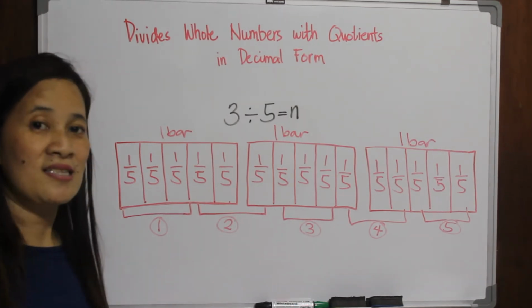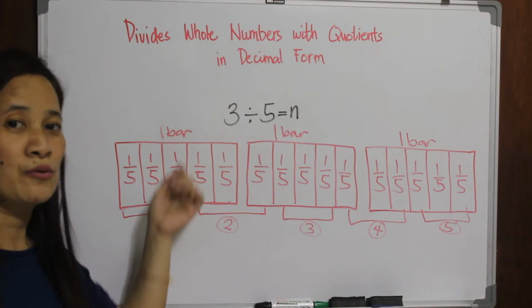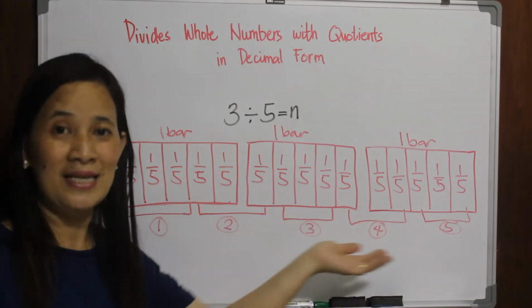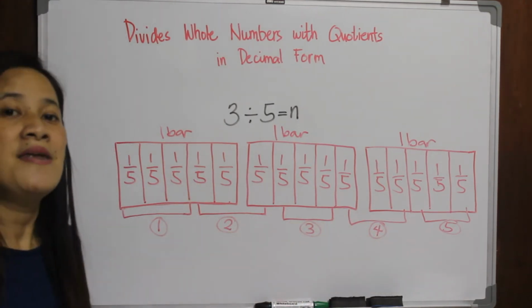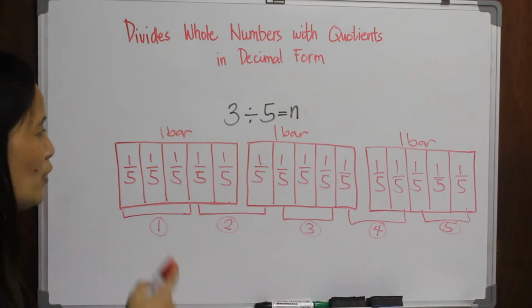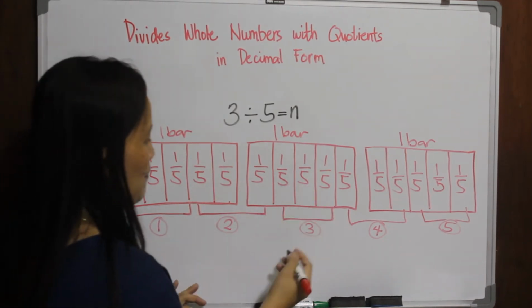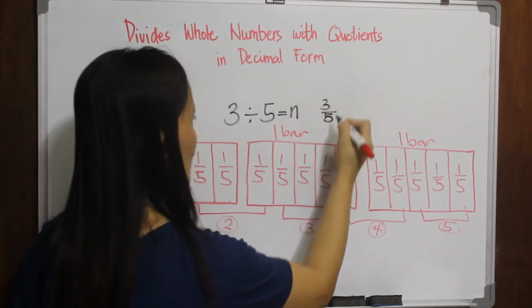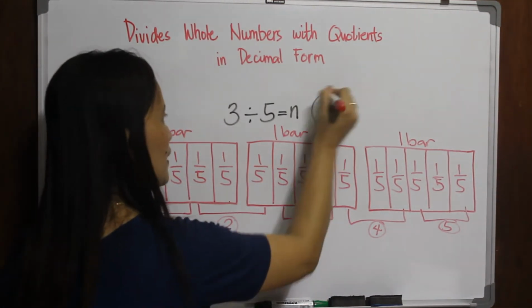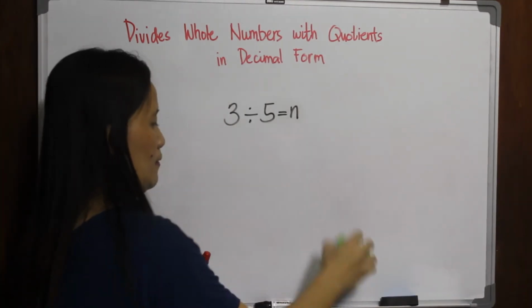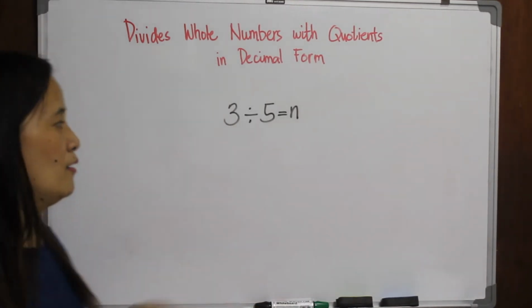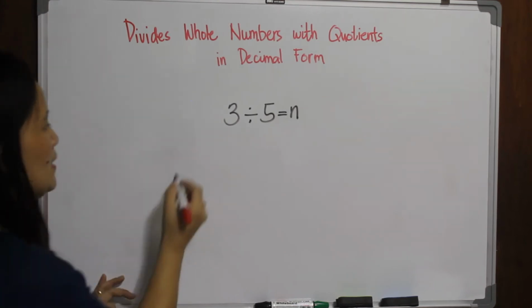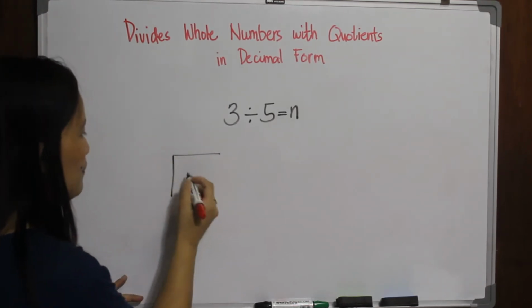Okay? So, let us solve using visualization. Ito yung tatawag natin non-routine solution. So, ang bawat isa ay makakakuha ng 3/5 of chocolate. So, this is our answer. Okay, so let us solve following the steps in dividing numbers.